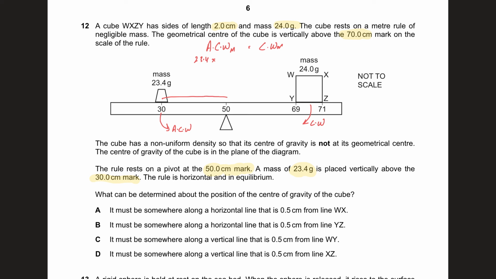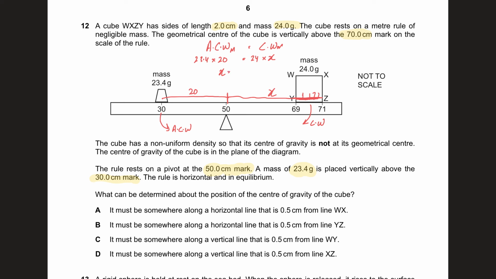This distance is 20 centimeters. Let's multiply this by 20. Is equal to the other mass, which is 24, multiplied by x, because I don't know the exact position. I don't know the exact position where the weight acts from. So let's call this x. x could be any distance.